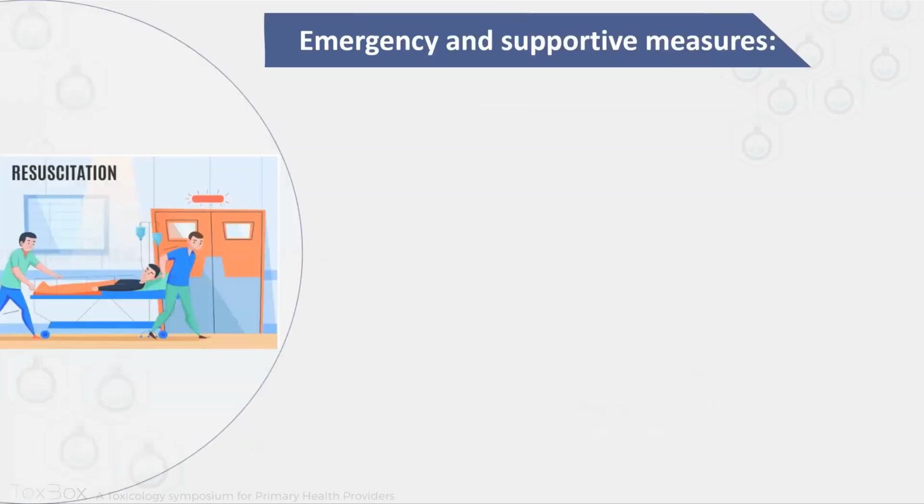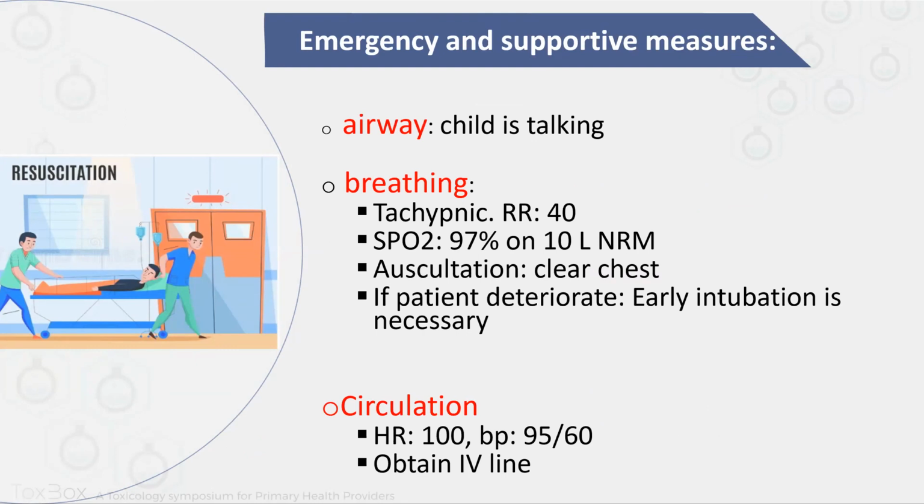The emergency and supportive measures are the key for any toxicity. So ABCD is the key of management. You have to make sure that the airway is patent. Our child is talking, so the airway is patent. The second point is the breathing. The respiratory rate of the child is 40, maintaining saturation of 97% on a non-rebreather mask at 10 liters, and chest auscultation is normal. And you have to keep in mind, if the patient deteriorates, you have to arrange for early intubation if it is necessary.